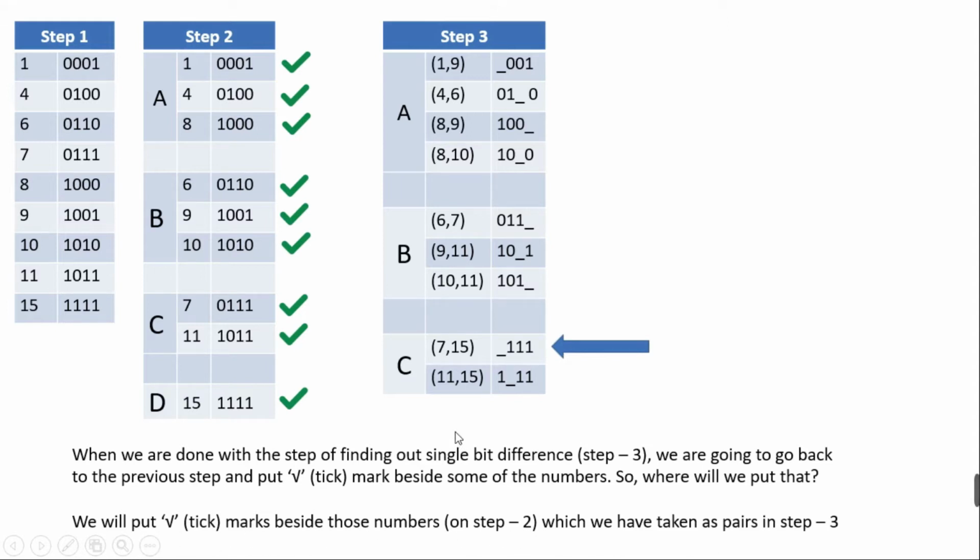So after going through all the pairs and putting ticks, let me just show you the last one, 11 and 15. So both of these numbers are actually already checked, so that's why we don't put multiple ticks over there. Alright, so after checking all the pairs like we did here, so we're going to move on to step 4 now. Alright, so let's move on to step 4.